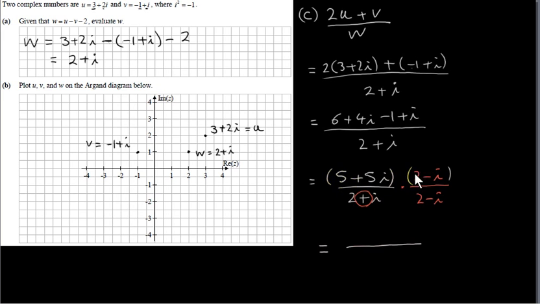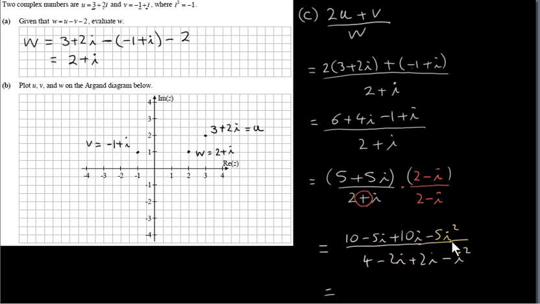So we take 5 and multiply it by 2 minus i. 5 times 2 is 10. 5 times minus i is minus 5i. Then we multiply plus 5i by 2. That gives plus 10i. Plus 5i by minus 1i is minus 5i squared. Now, underneath we get 2 2s are 4. 2 times minus i is minus 2i. Plus i by 2 is plus 2i. Plus i times minus i is minus i squared.